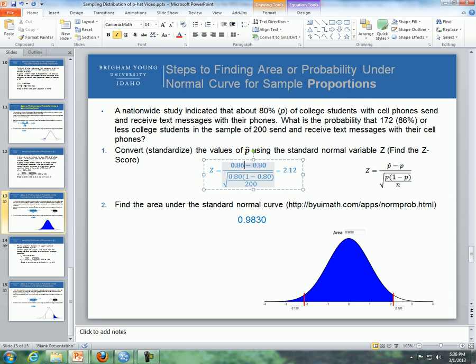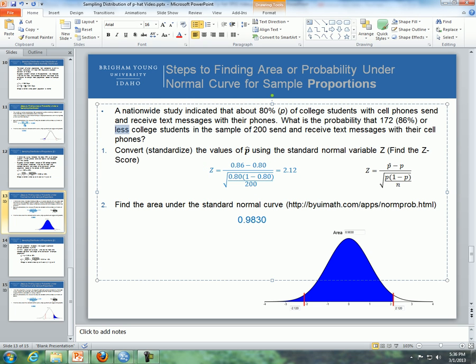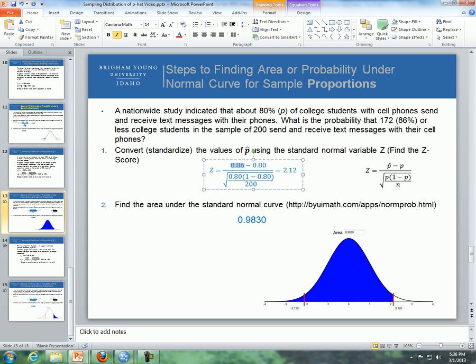This is representing a possible sample proportion. We're looking for 86% or less. So we take 0.86, doing all this in decimal form for the z-score, minus 0.8, which is our population proportion, and then we divide it by the standard deviation of our sample proportion, which is the square root of 0.8 times 1 minus 0.8, divided by 200, and then we get a z-score of 2.12, referring to the formula listed here on the right side.